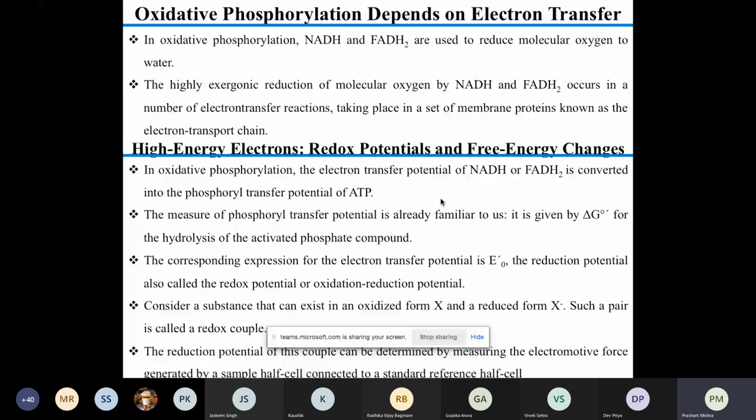So high energy electrons are the ones coming from NADH and FADH2. In oxidative phosphorylation, the electron transfer potential of NADH and FADH2 is converted into phosphoryl group transfer potential. Actually, it is the energy transfer: the potential of electron transfer present in NADH is transferred to the ATP molecule. And what is ATP? ATP is the one which has a high phosphoryl group transfer potential. The measure of phosphoryl transfer potential is given by delta G0 prime.